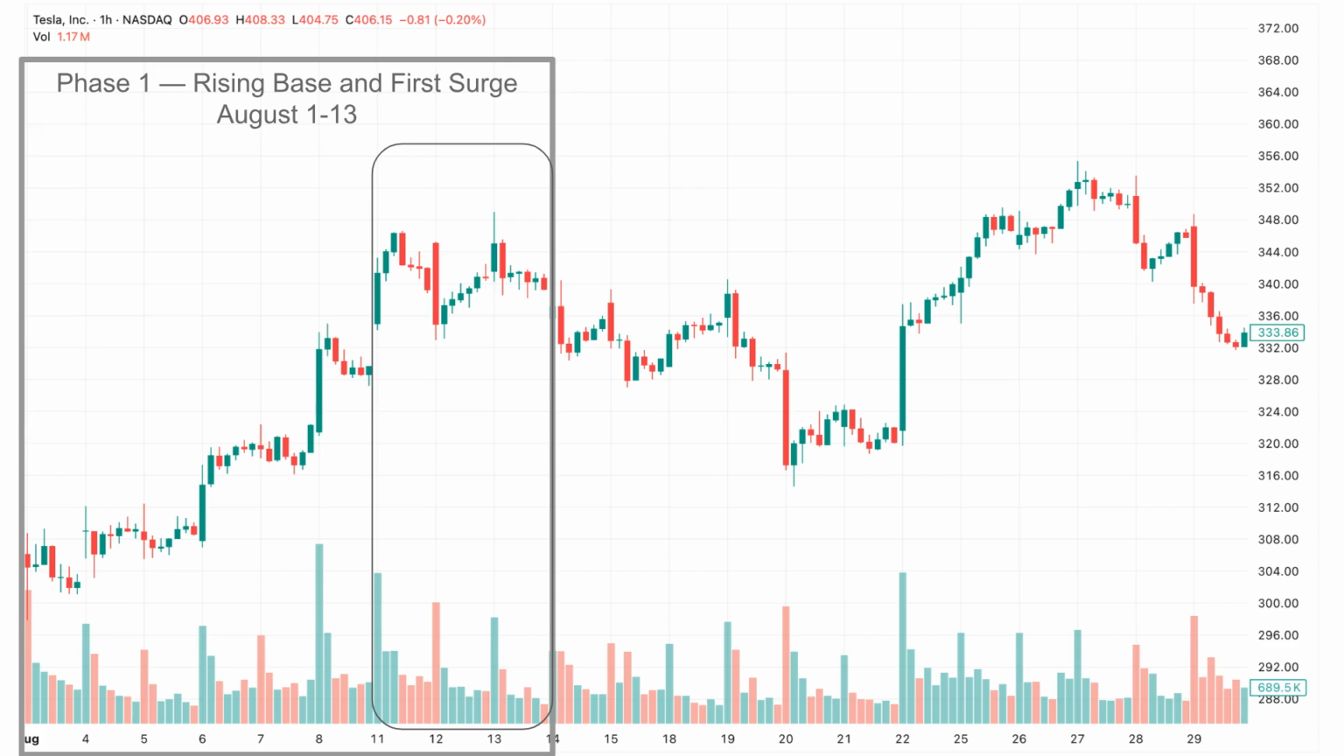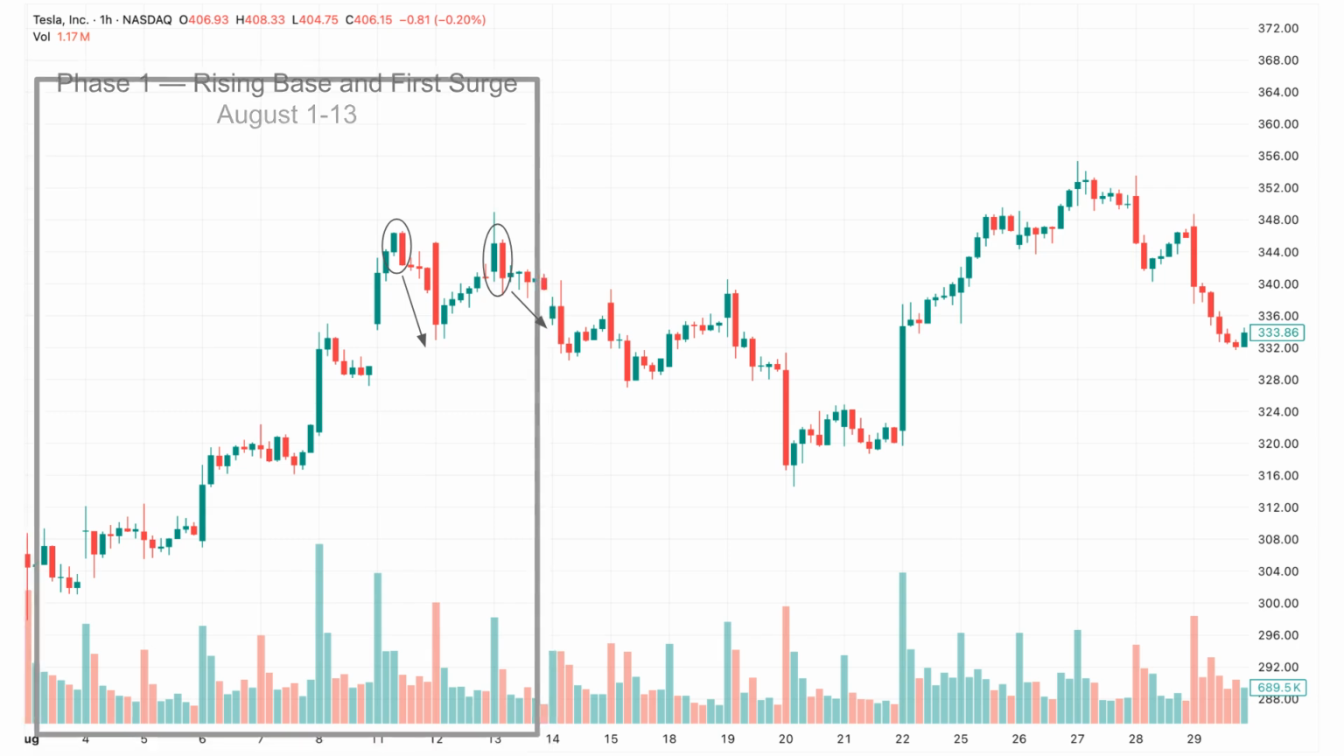The following sessions, August 11th onward, push higher still, reaching $340 on August 11th and $343 on August 13th. This is momentum, not a breakout. But notice the rejections. Price cannot sustain above $340 to $344. It retreats. A ceiling is being defined.